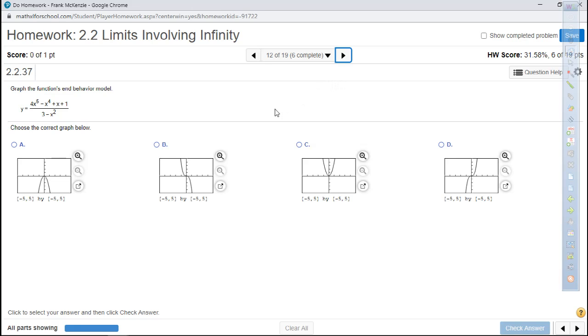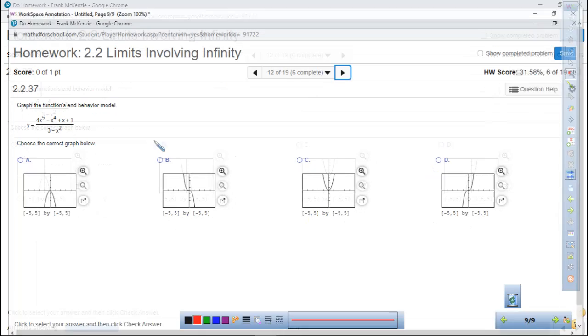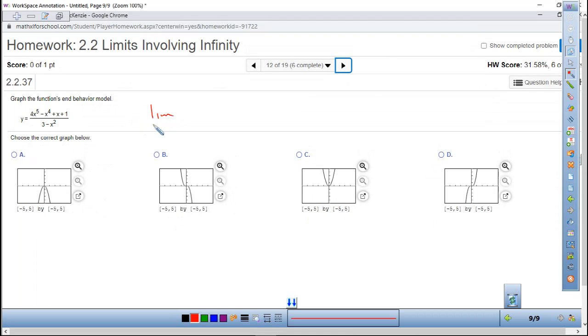All right, in end behavior models, you're just determining whether the thing's going to negative infinity or positive infinity as the limit, when you take the limit as x goes to infinity for the right, and the limit as x approaches negative infinity as it goes to the left.